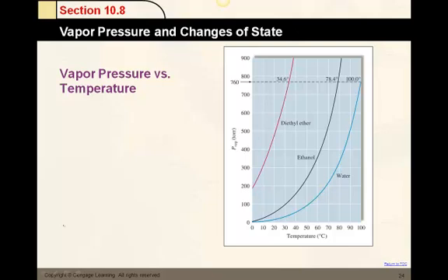Vapor pressure versus temperature. If we look at this, we can see that the vapor pressure is graphed here on the y and temperature is on the x. 760 torr is standard. Now at standard pressure, it looks like dimethyl ether will boil at 34.6 degrees. Ethanol will boil at 74.8, and water will boil at 100. Water is the only one of those three substances that happens to have hydrogen bonding, which is a relatively strong intermolecular force.